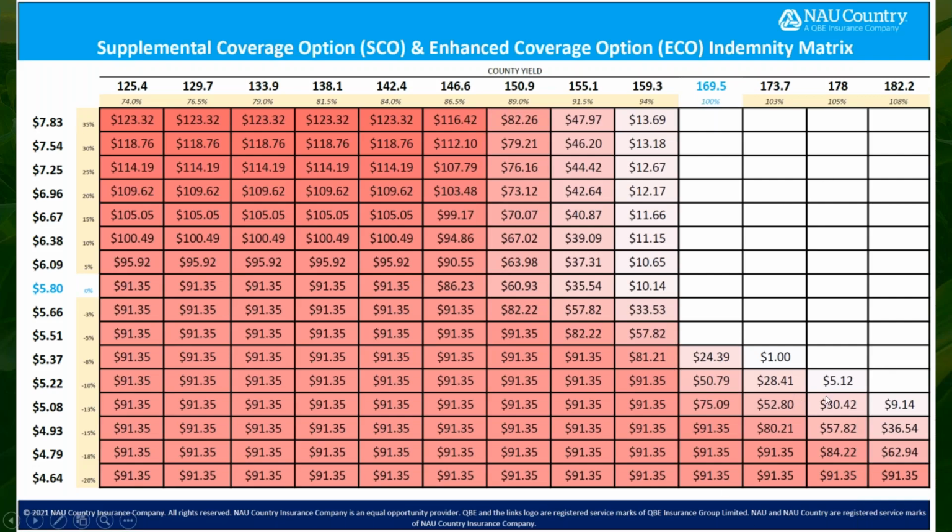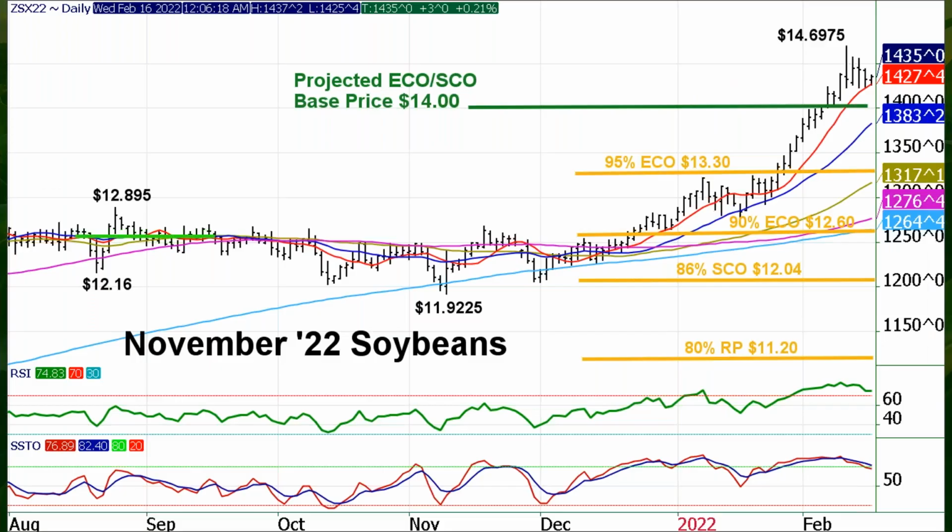And if I look at the matrix here, there's not a lot of white boxes here. You don't have to go down very far on price or to the left on bushels before we start to trigger a payment. So this would be something to at least take a look at. If you're not familiar with it, visit with your crop growers agent. We can tell you a lot more about ECO and SCO for this year.